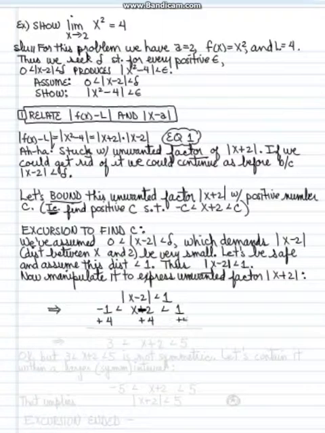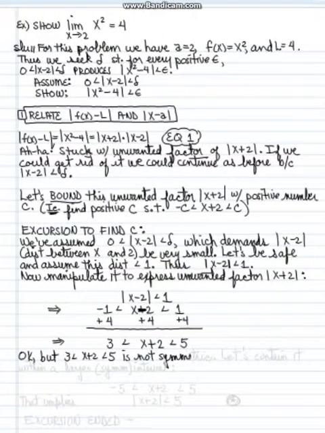And then we're going to add 4 to all three regions of this inequality because we're trying to get x plus 2 in the middle. Remember, that's what we're going for, x plus 2. That gives us 3 less than x plus 2 less than 5 when we add these 4s. Okay, but 3 less than x plus 2 less than 5 is not a symmetric interval. So let's contain it within a larger symmetric interval.